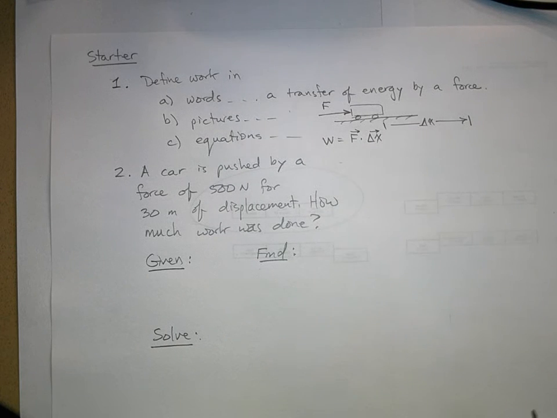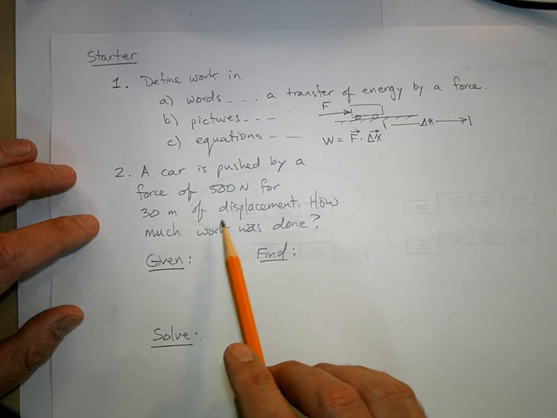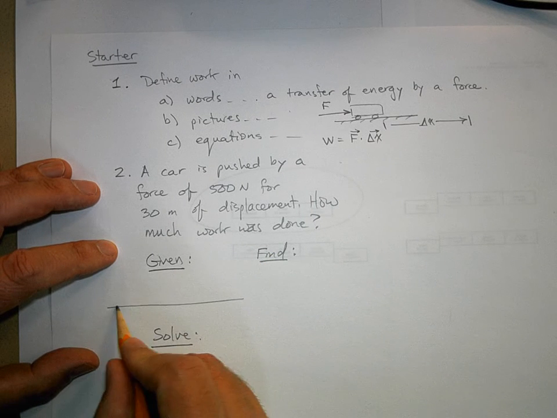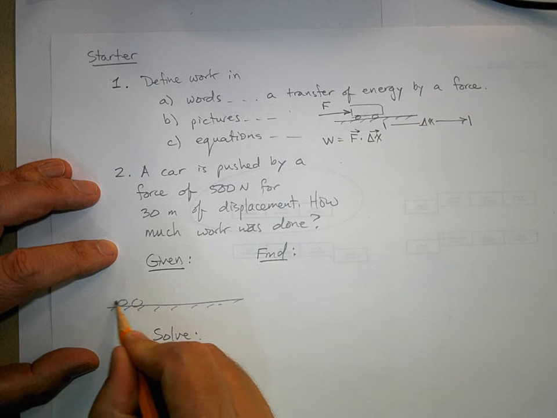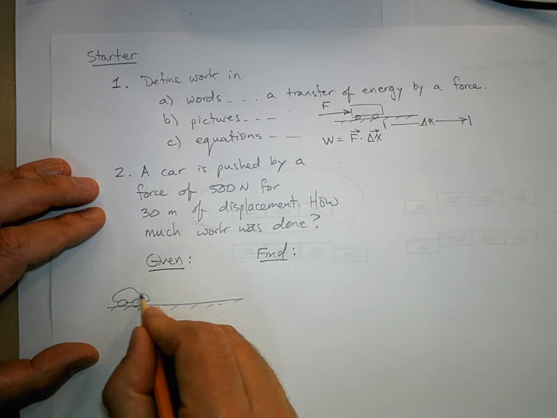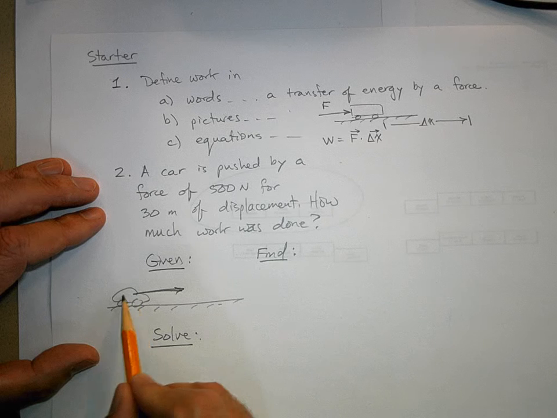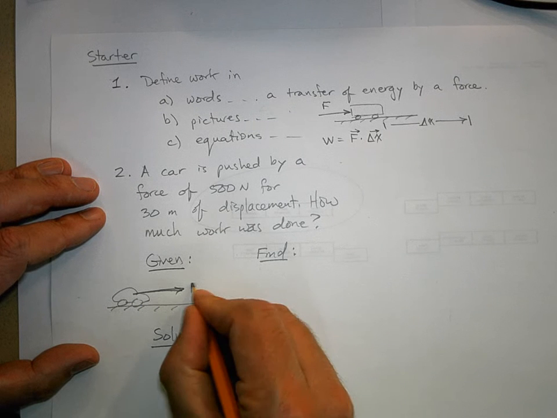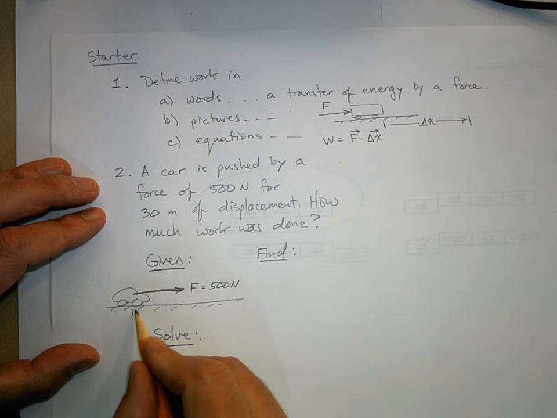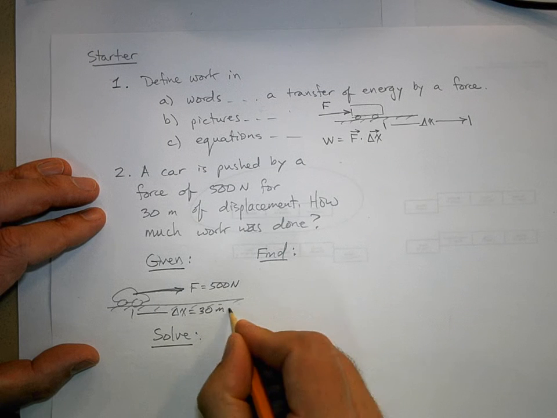So let's do the problem now. We have a car is pushed by a force of 500 newtons for 30 meters of displacement. How much work was done? So here's our car, and I like to draw pictures. There's a nice car, and we're applying a force to it. Maybe we're pulling or pushing. It doesn't matter where you put the arrow. Put the arrow back here or like that. And so our force is 500 newtons, and our displacement is delta x equals 30 meters.